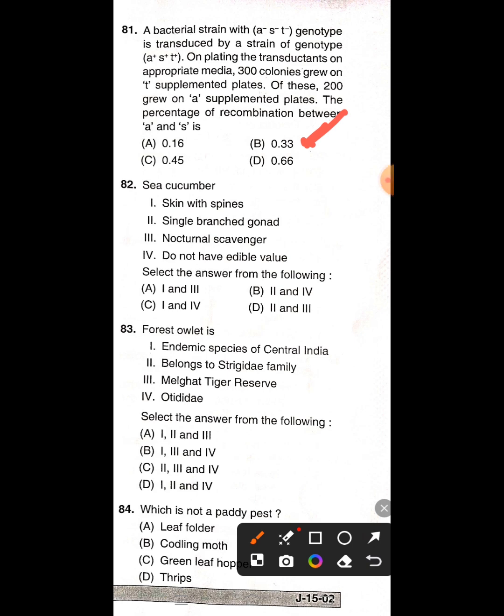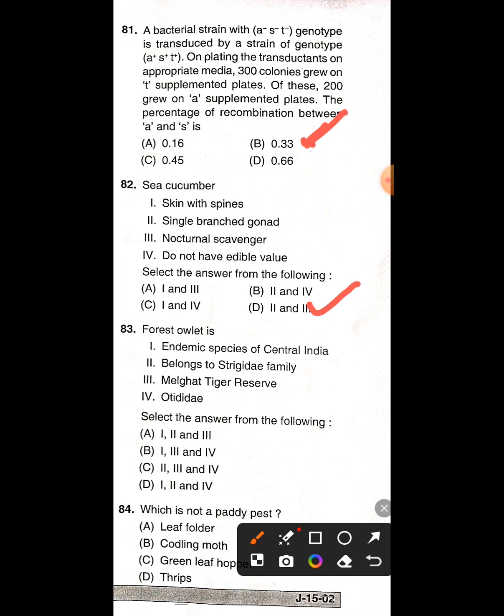Sea cucumber. You have to pick the correct statements about sea cucumber. Four statements are given: skin with spines, single branched gonad, nocturnal scavenger, do not have edible value. For this also the correct answer is D. That means statements 2 and 3 are correct about sea cucumber: single branched gonad, nocturnal scavenger. Okay, let's see the next question.